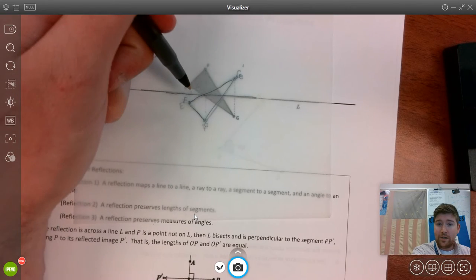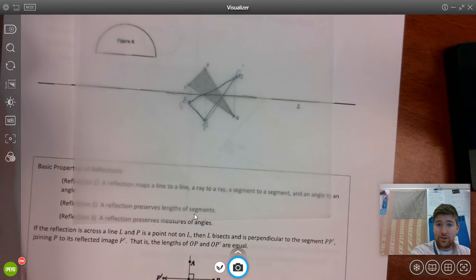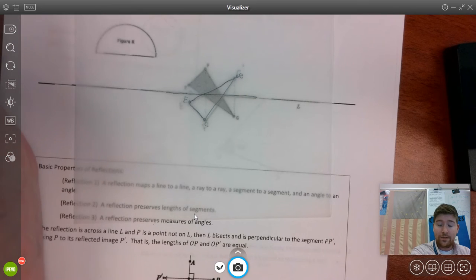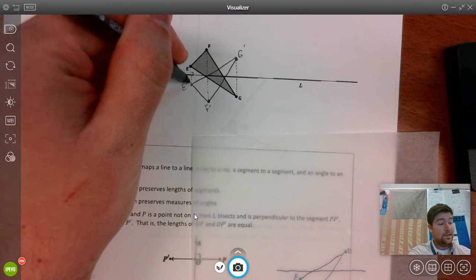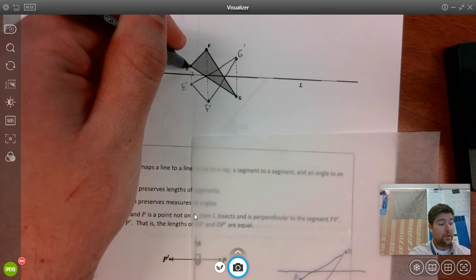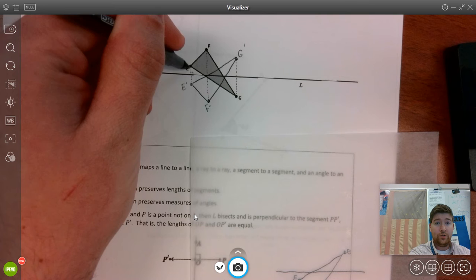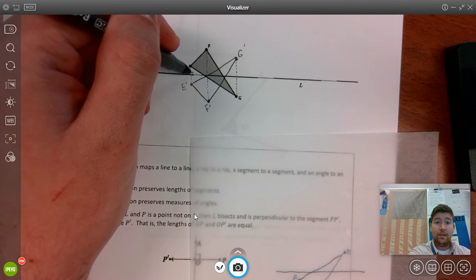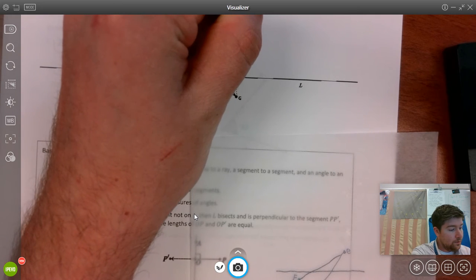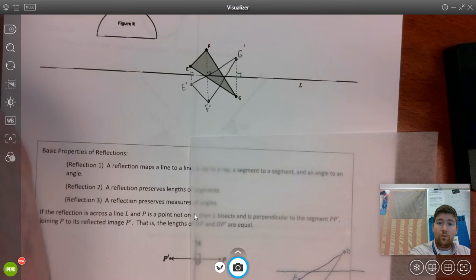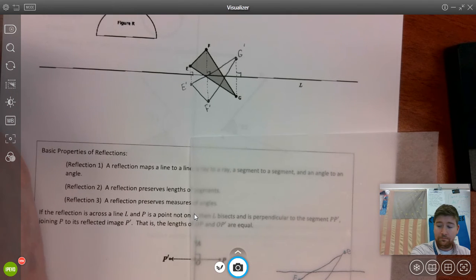If you don't have transparency paper, but you want to make a reflection, the two things that you have to remember are that the distance from the line of reflection to each point should be the same, and they should make a 90-degree angle when that connecting line intersects the line of reflection.